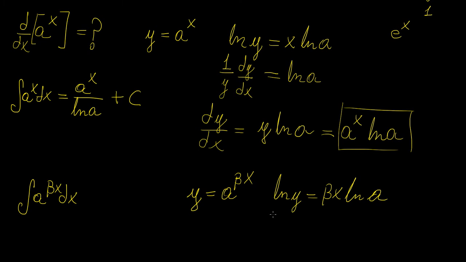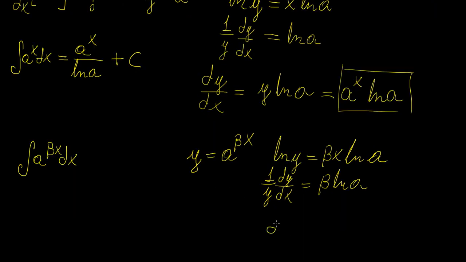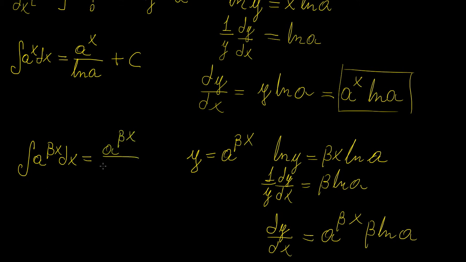Differentiate both sides with respect to x, then you get 1 over y dy over dx here. And this is going to become beta natural log of a. Then doing the rearranging again, you get the derivative dy over dx equals y times that, which is just going to be a to the beta x times beta natural log of a. So if you're multiplying the same function by this upon differentiation, you can guess that by integration, you're just going to have to divide by that. So you're going to have a to the power of beta x over beta natural log of a plus c.